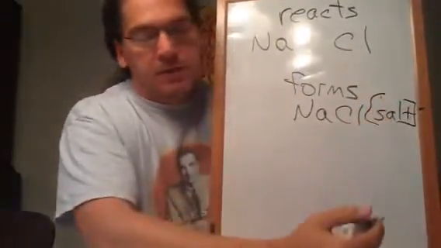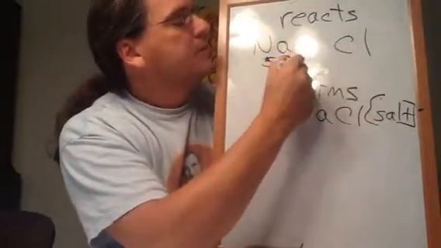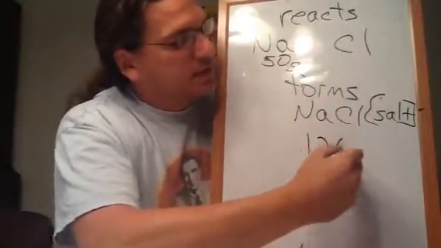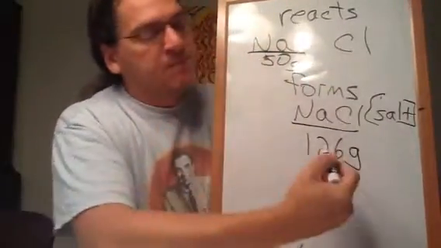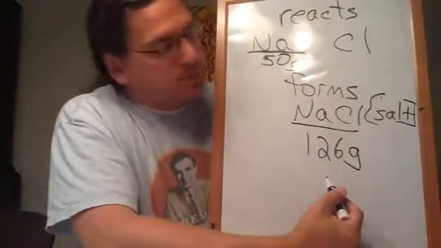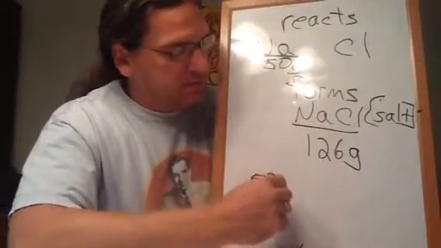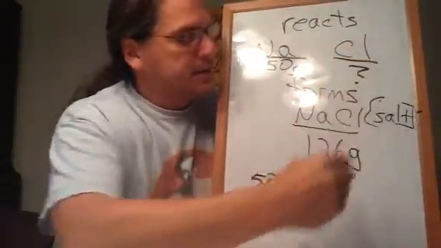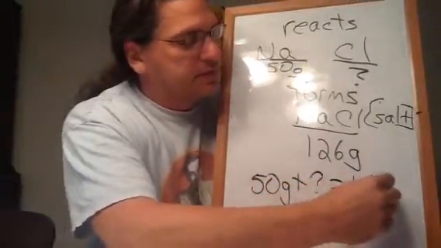Okay, so the problem says 50 grams of sodium. 50 grams of sodium, you're given that. And you're also given that there's 126 grams of salt. So sodium is 50 grams. Sodium is on the reactant side, and salt is on the product side. So for the reactant side, we have 50 grams of sodium plus chlorine, which we have no idea how much it is. Question mark here, equals 126.